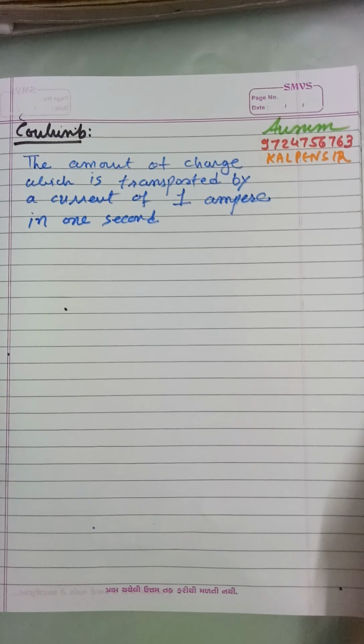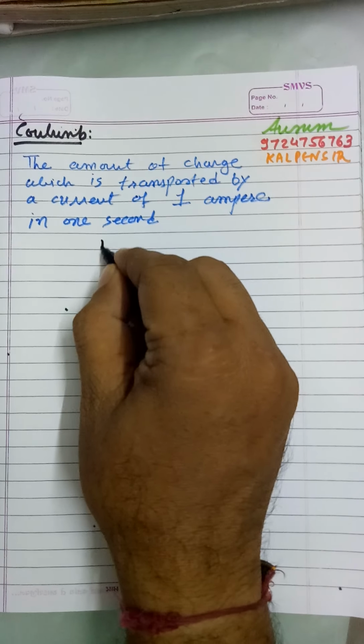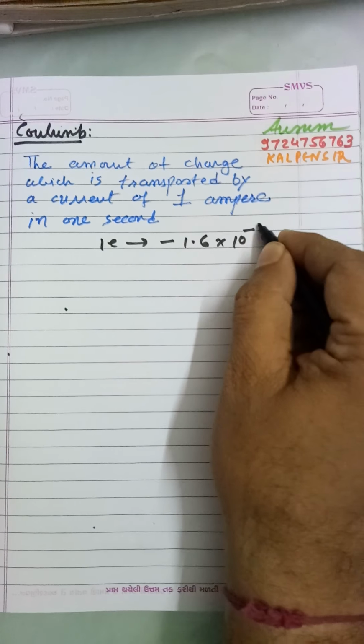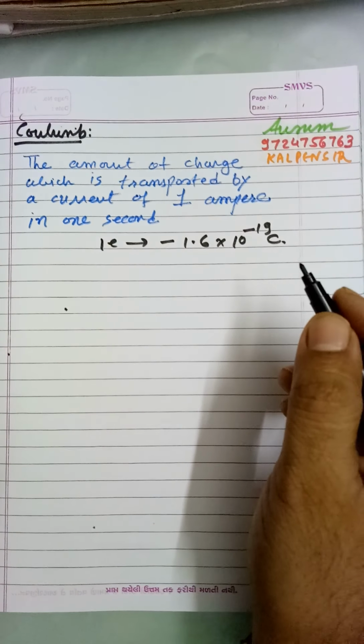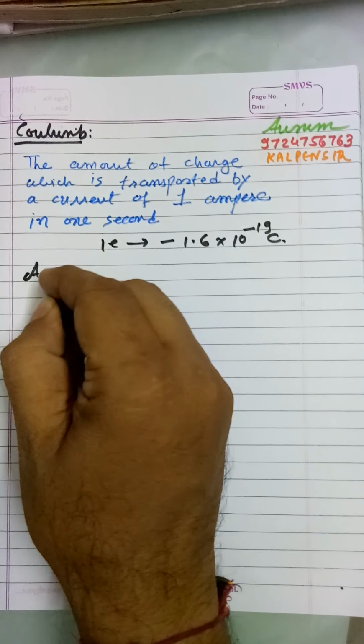The amount of charge transported by a current of 1 ampere in 1 second is 1 coulomb. So the charge on an electron is minus 1.6 into 10 raised to minus 19 coulomb. Now let us see about the ammeter.